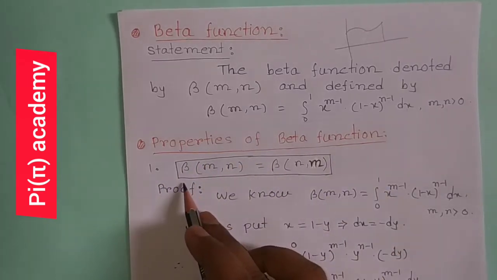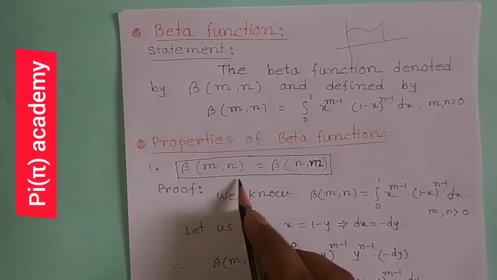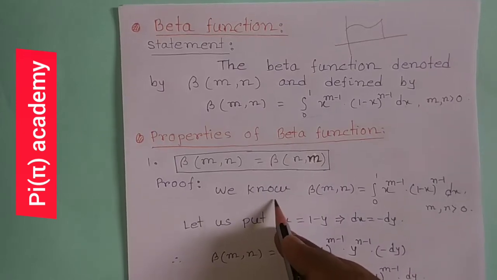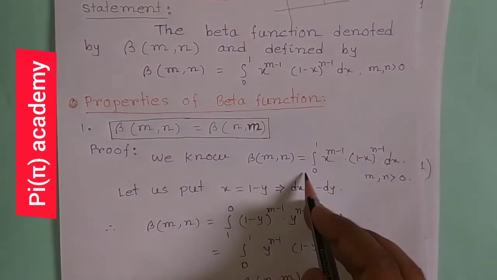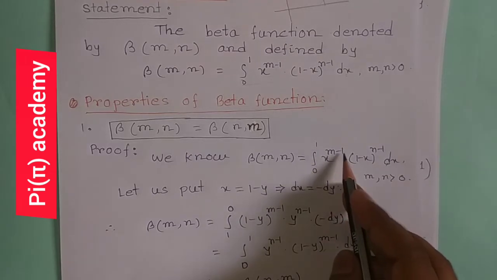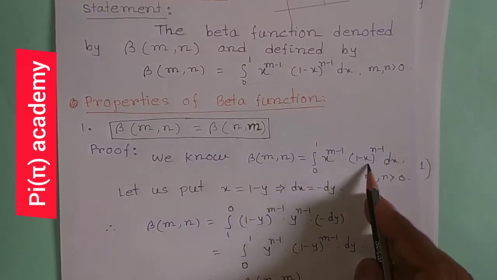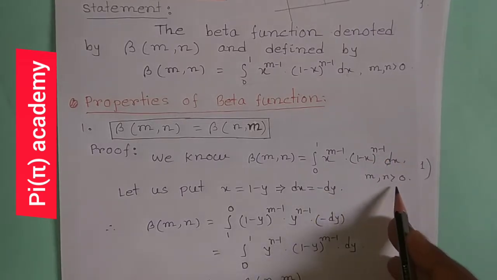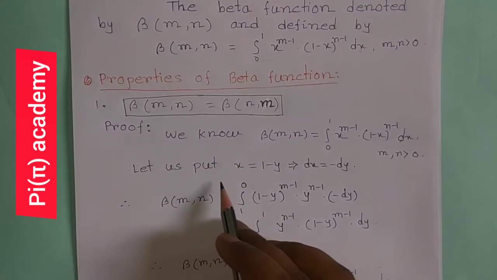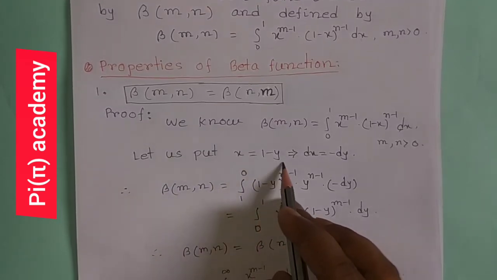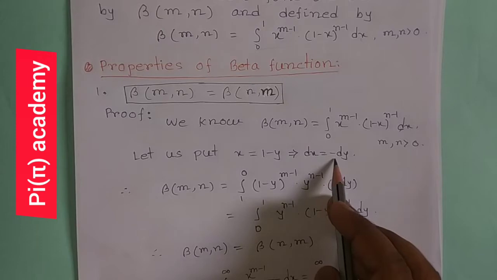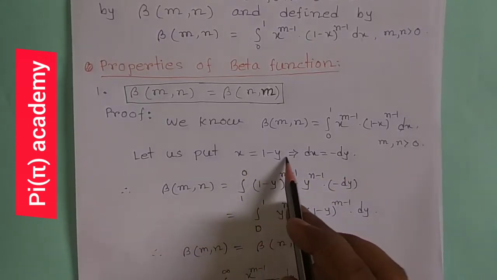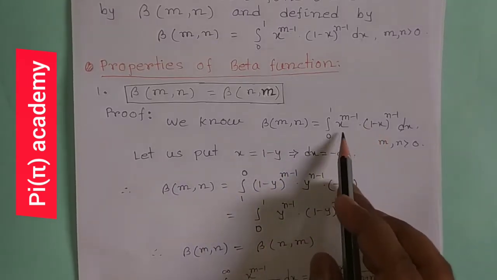The first property is that beta m comma n equal to beta n comma m. We know beta m n equal to integral 0 to 1 of x to the power m minus 1 into (1 minus x) whole to the power n minus 1 into dx, where m comma n greater than 0. Let us put x equal to 1 minus y, and this implies dx equal to minus dy. Therefore beta m n, we put the value of x in this.